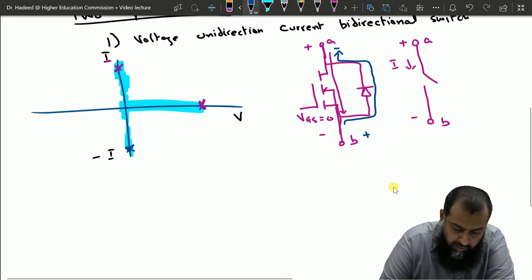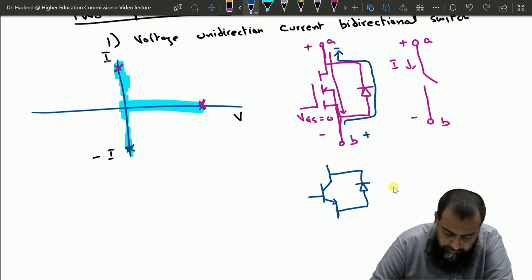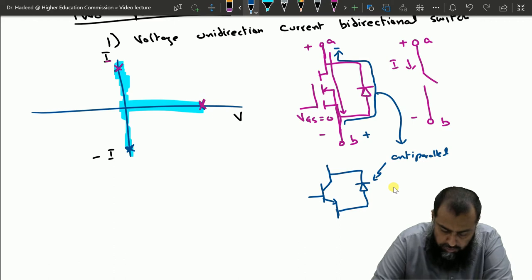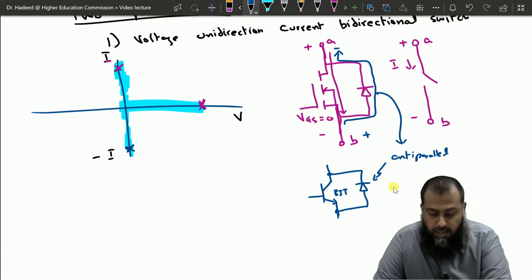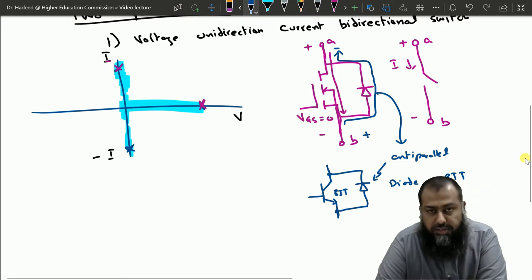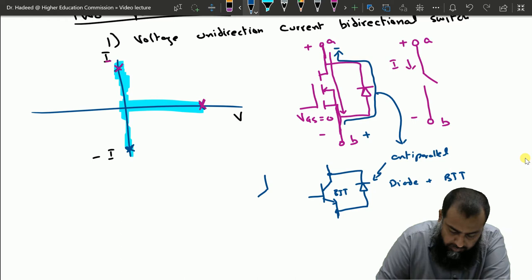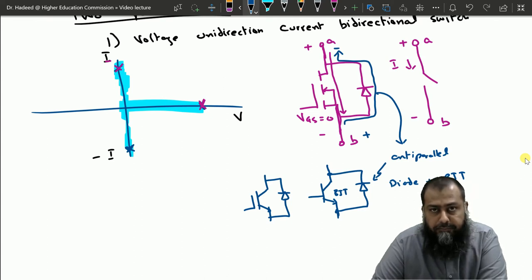A voltage unidirectional, current bidirectional switch can also be realized by having a BJT and by connecting a diode in an anti-parallel configuration. This diode is called anti-parallel, same as this particular diode, because although they are connected in parallel with the MOSFET and this BJT, they do not conduct when the main devices are conducting, and therefore we call them anti-parallel. So an anti-parallel connection of a diode and a BJT yields the same voltage unidirectional, current bidirectional switch. The same can happen with an IGBT in place. So we can realize a voltage unidirectional, current bidirectional switch by connecting two devices in anti-parallel configuration.